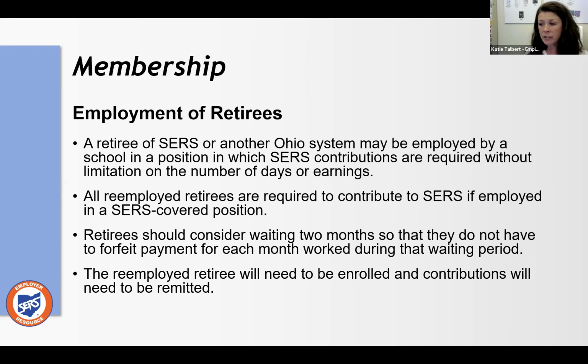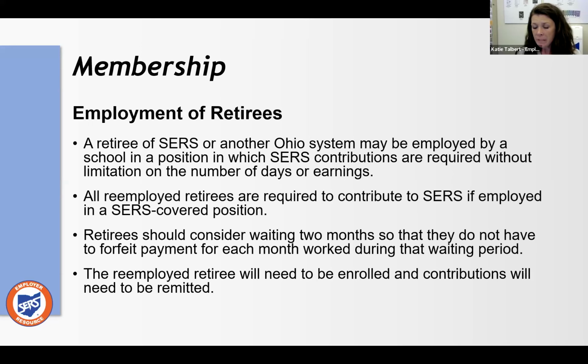A retiree should consider waiting 2 months so that they do not have to forfeit payment for each month worked during that waiting period. For some of our retirees, it's just more beneficial to them to forfeit the first 2 months of their pension payments, and no, they won't receive those forfeited pension payments later. If they decide to come back to work within those 60 days, they will lose those pension payments.